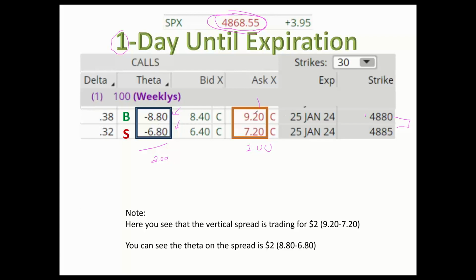Now remember, theta is a negative. So when I buy this option for 880, it's a negative 880 because I'm buying this option. Then I'm selling the 85 strike, which is a negative 680. So a negative times a negative is a positive 680. That's offsetting my theta by 680. And now I'm down to a minus $2, which is the cost of the spread. Another example.